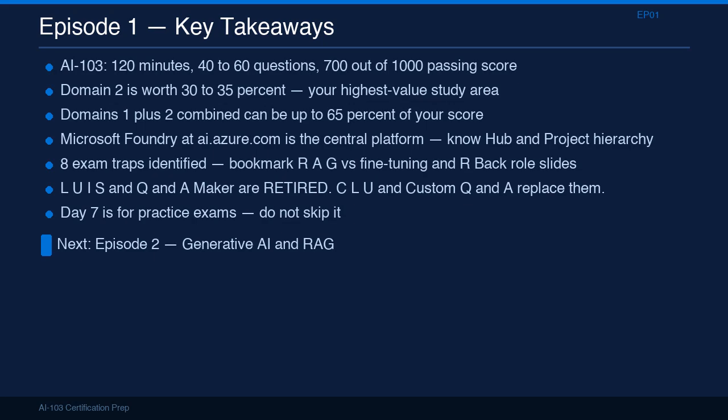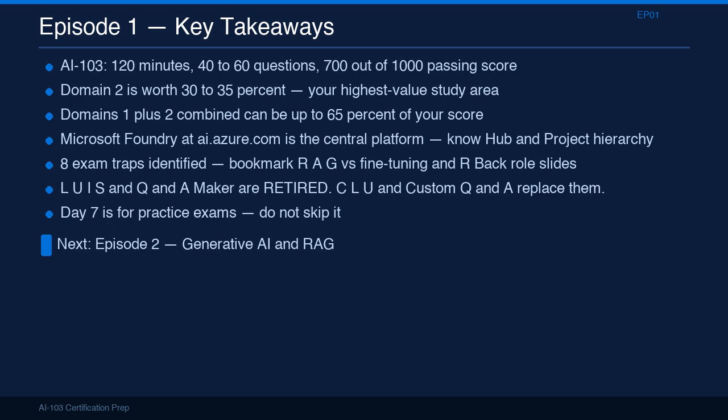Let us wrap up Episode 1 with the key takeaways. AI-103 gives you 120 minutes for 40 to 60 questions, and you need 700 out of 1,000 to pass. Invest the most study time in Domain 2, which is worth up to 35%. Combined with Domain 1, the top 2 domains can account for nearly two thirds of your score.